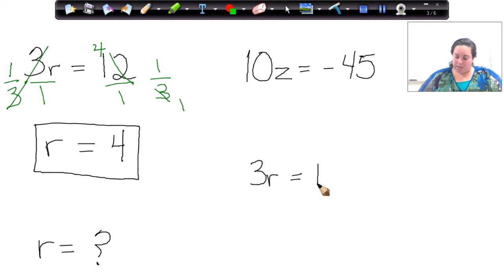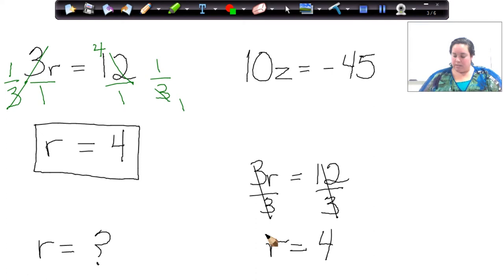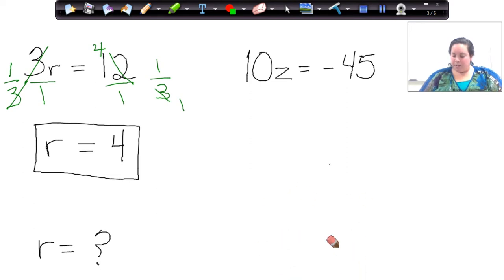Another way that we could have thought about this, which is really the exact same way, is that multiplying by 1/3 is the same as dividing by 3. So we could have divided both sides by 3 and gotten 12 over 3 reduces to 4 over 1, which is just 4. So the same answer because it really is the same thing. Multiplying by the reciprocal is the same thing as dividing.